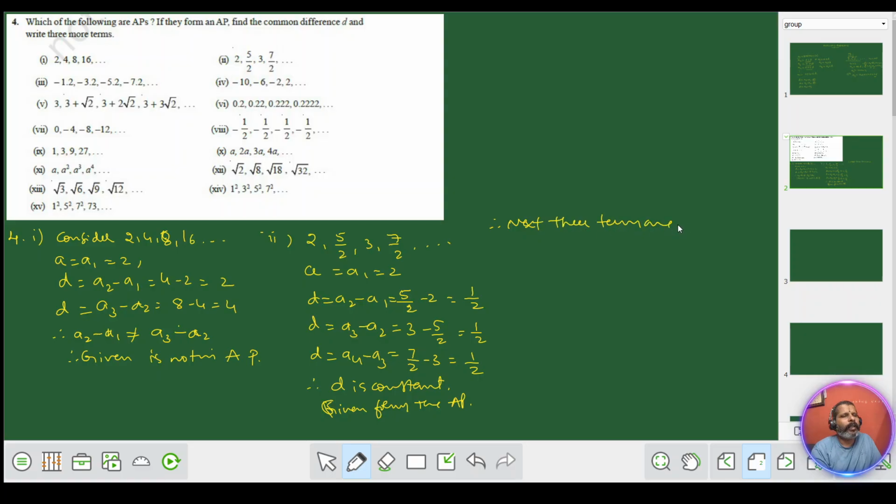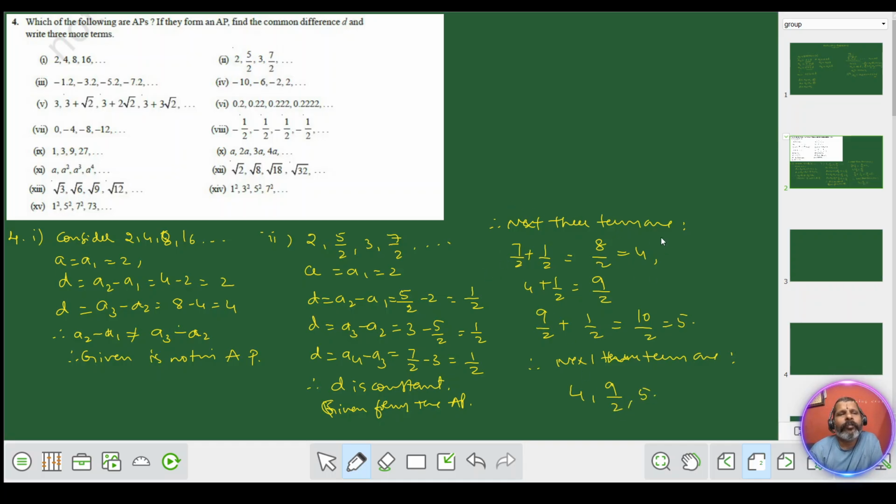Therefore, next three terms are, how do we find it? The fourth term they have given, right? So you have to add to the last term 1 by 2, that is the common difference. 7 by 2 plus 1 by 2 is 8 by 2, that is 4. Then for the 4, add 1 by 2, that is 9 by 2. Then 9 by 2 plus 1 by 2 comes 10 by 2, that is 5. Therefore, next three terms are 4, 9 by 2, 5.